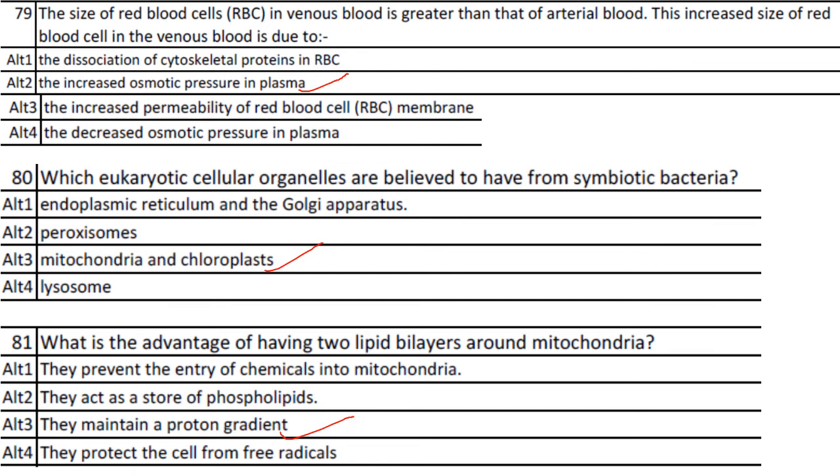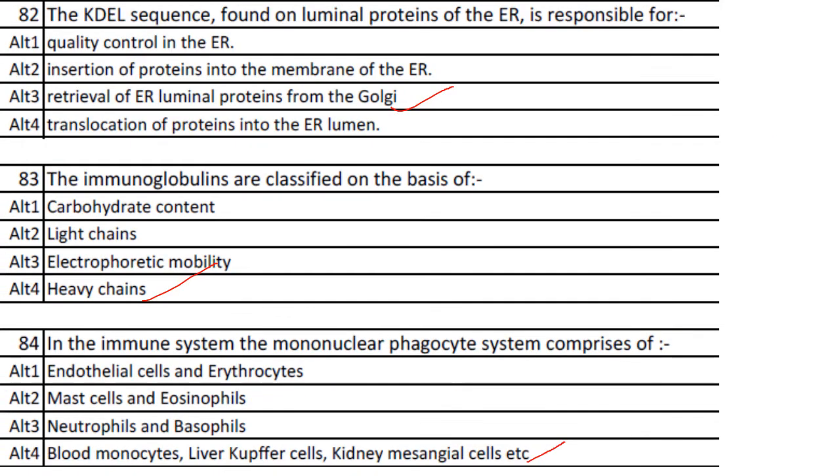And energy to make ATP comes from protons moving back into the matrix down their concentration gradient from the inner membrane space. So the answer is they maintain a proton gradient. They prevent entry of chemicals into mitochondria? No. They act as a store of phospholipids? No. So they maintain a proton gradient is more correct. So the answer is alternative 3.